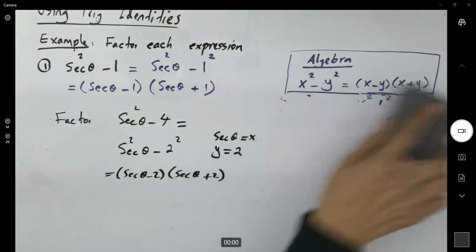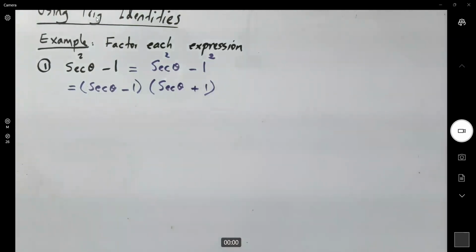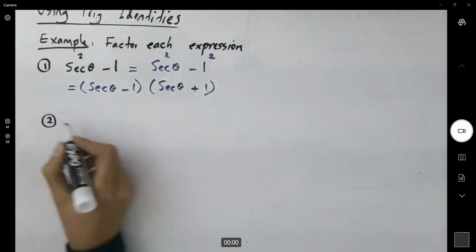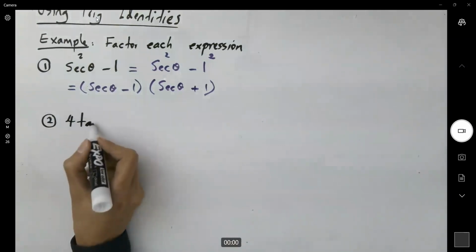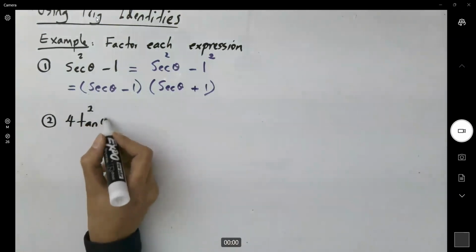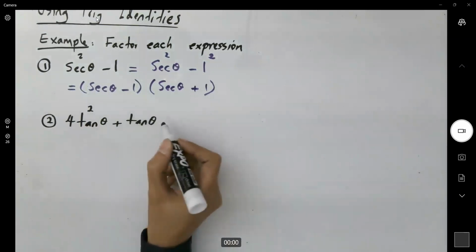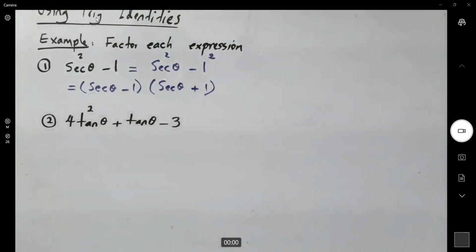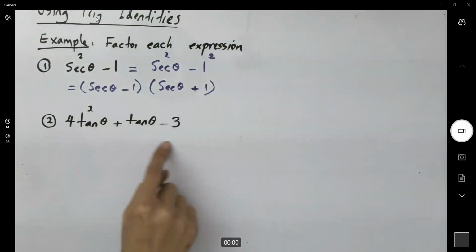Perfect. So let's move on to the next expression that you want to write in factor form. The second expression says, okay, you have 4 tangent squared of theta plus tangent of theta minus 3. Ooh, I have a quadratic expression.